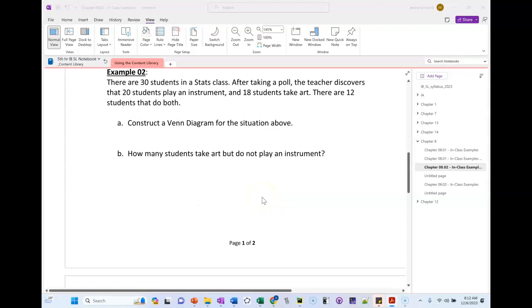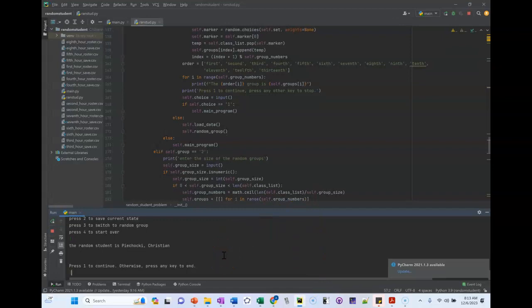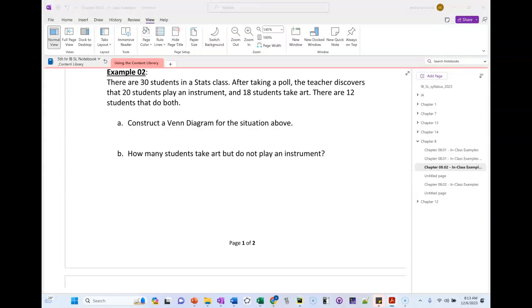All right. Next example. There are 30 students in a stats class. After taking a poll, the teacher discovers that 20 play an instrument, 18 take art, and 12 do both. Construct a Venn diagram for the situation, and that's going to fall on Elise. How do you want me to construct a Venn diagram? Just like go in it? Yeah, just tell me what it's going to look like.